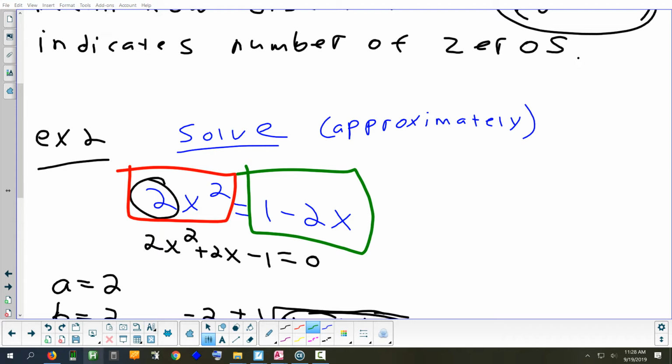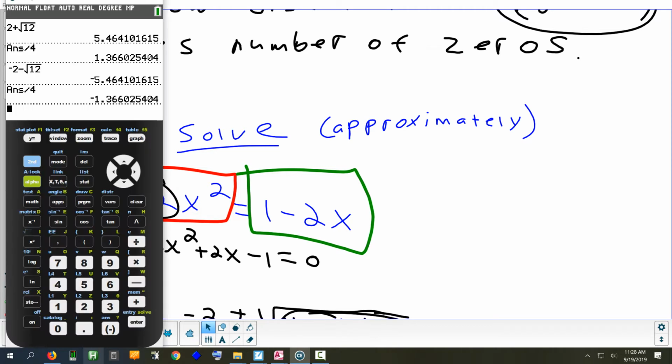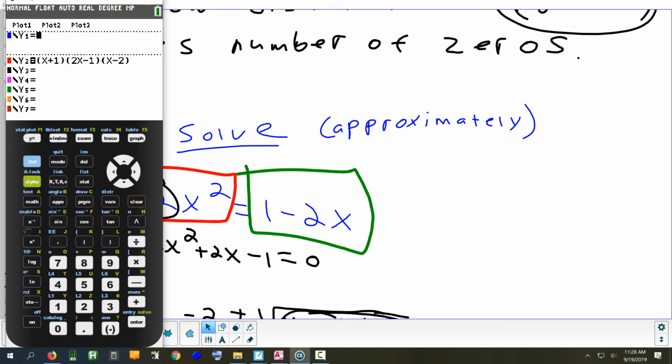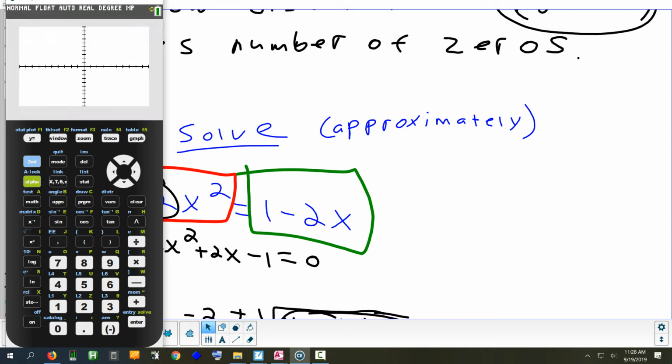All right, maybe we should do it. So let's get rid of all that. So 2x squared and 1 minus 2x. But put it on a new line. So how would I get those same two answers I just got using what I have on the screen there?